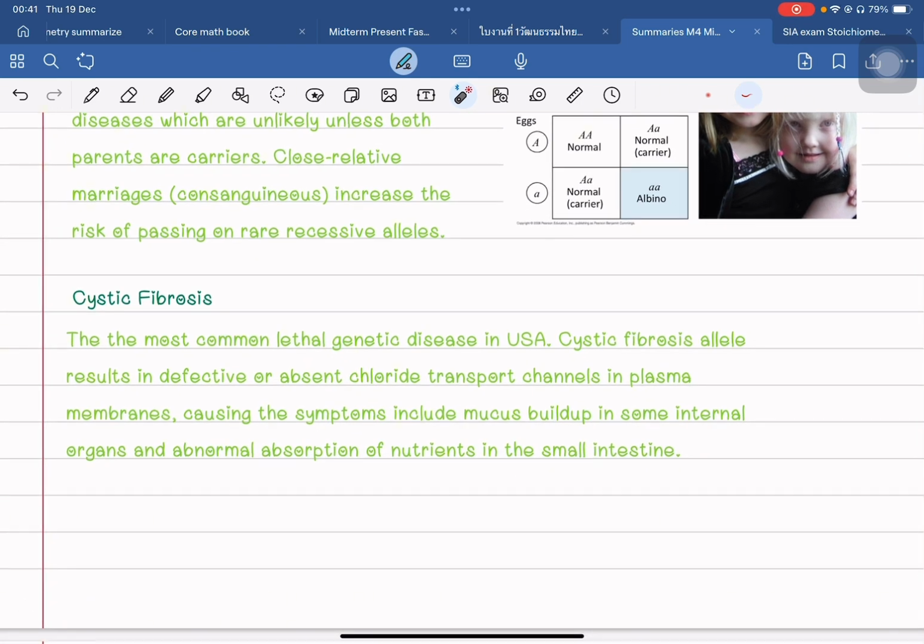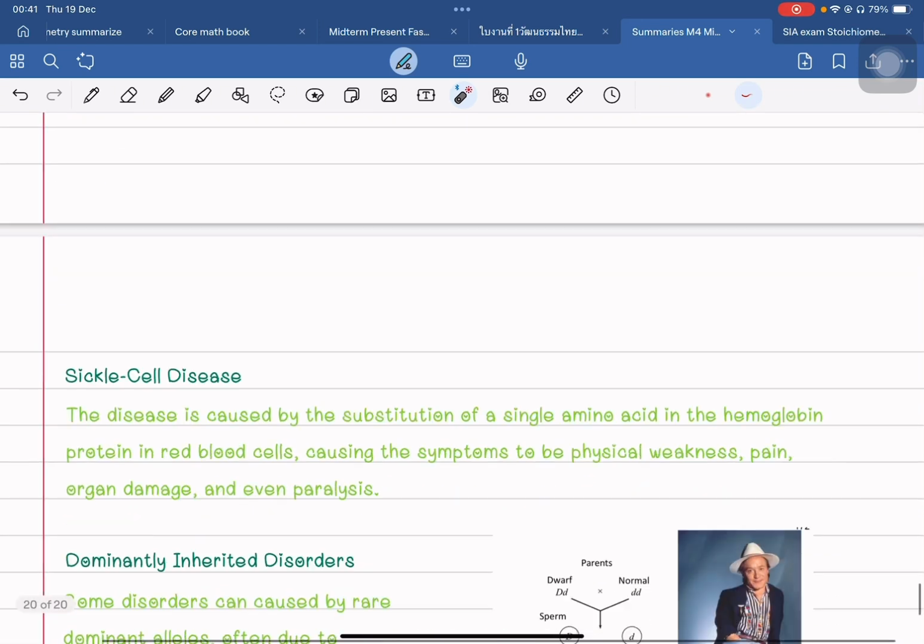The next one is cystic fibrosis. It is the most common lethal genetic disease in the United States. The cystic fibrosis allele results in defective or absent chloride transport channels in the plasma membrane, causing symptoms that include mucus buildup in some internal organs and abnormal absorption of nutrients in the small intestine.